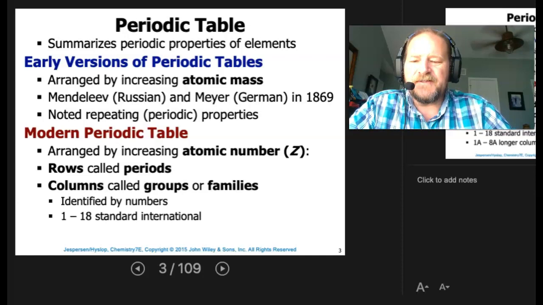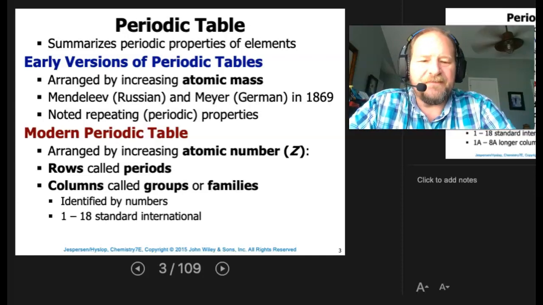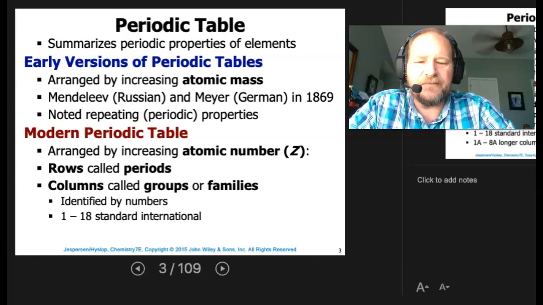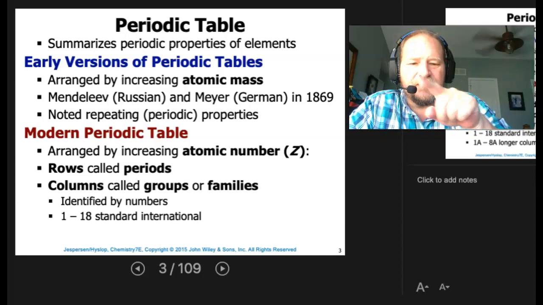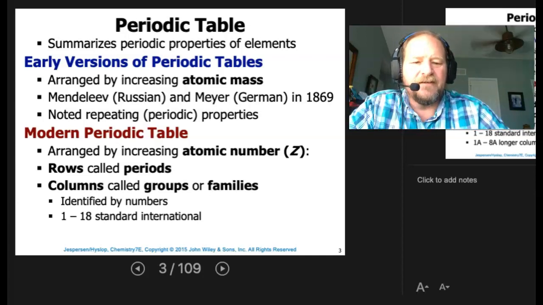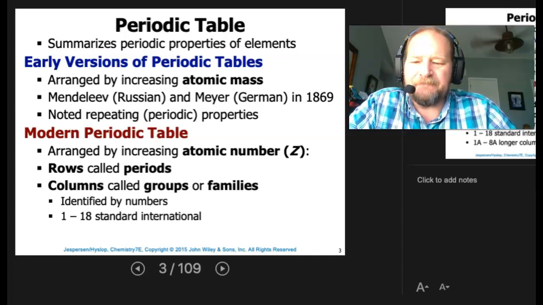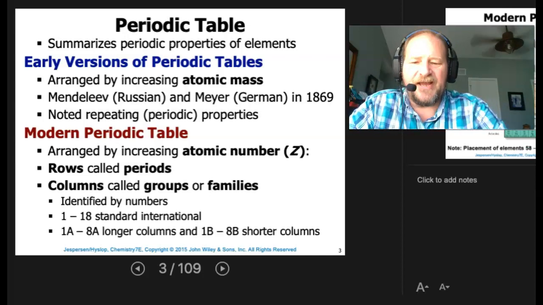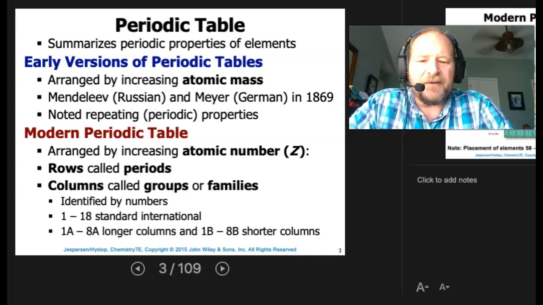All right. So when we're looking at columns, groups, and families, we identify them two different ways. One is to go 1 through 18. This is the standard international way. So right across the top would be 1, 2, 3, 4, 5, so on and so forth up to 18. The other way is using the A's and B's. And this is probably more familiar to some of us, at least growing up with chemistry and being a little older. This was the number one way, and it's still the number one way I think most Americans teach chemistry.